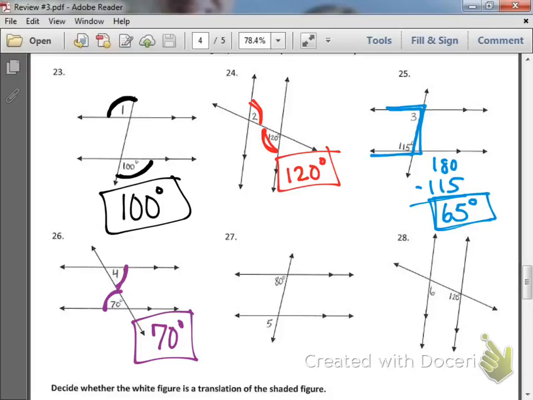What's your question? 25 is different because those are same side interiors. Same side interiors, you take 180 minus the one you know. That'll tell you the one you don't know.